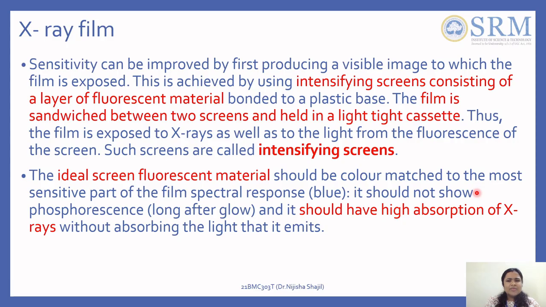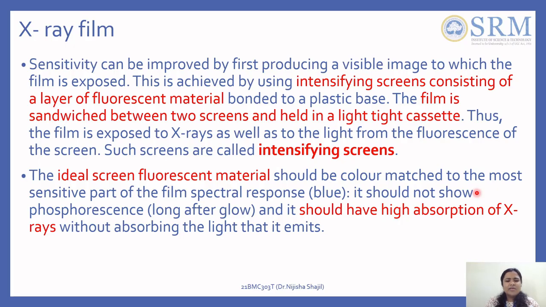How can you sensitize it? By improvising it. When visible light falls, that can create some illusion. Sometimes what they do is sandwich a screen in between, and that can be seen. That is called an intensifying screen. The intensifying screen is sandwiched in between, and with the light you can see the fluorescence and view it.